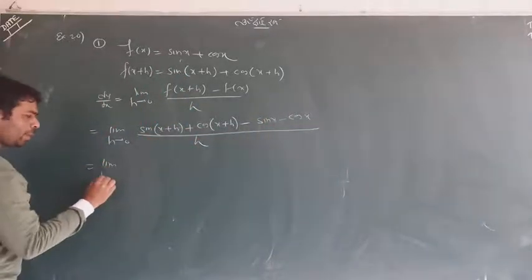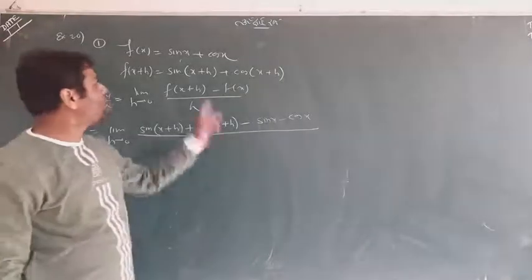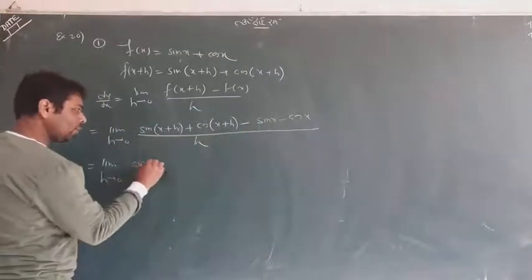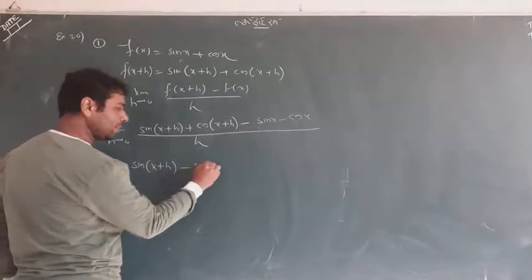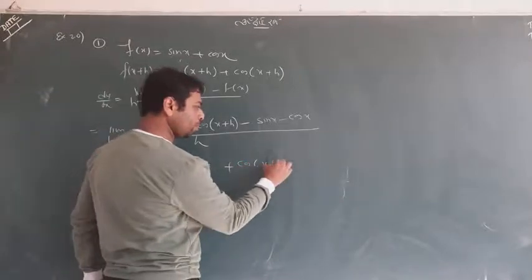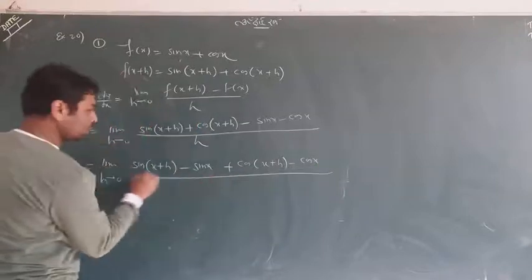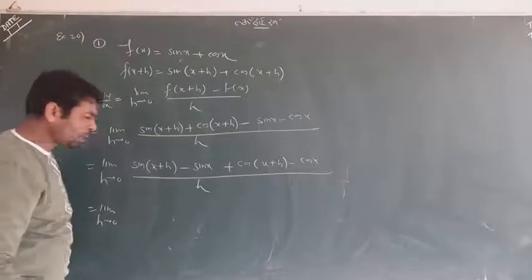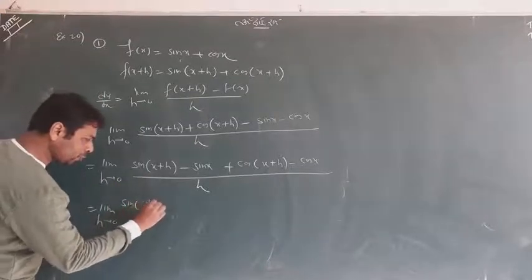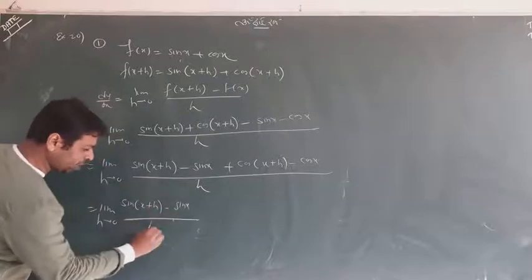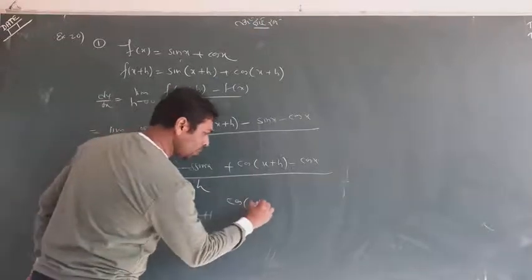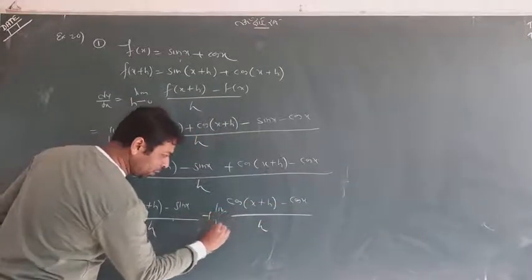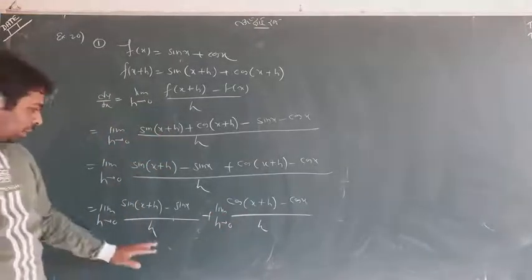Student, I have already taught you this combination of sin and cos. So what we will do now, we will take these two terms together: sin of x plus h minus sin x, and cos x plus h minus cos x, whole upon h. For convenience, I write sin x plus h minus sin x upon h and cos x plus h minus cos x upon h, and I also break the limit across both terms like that. Now this is a particular question.